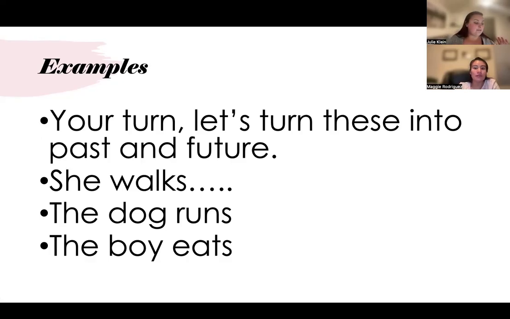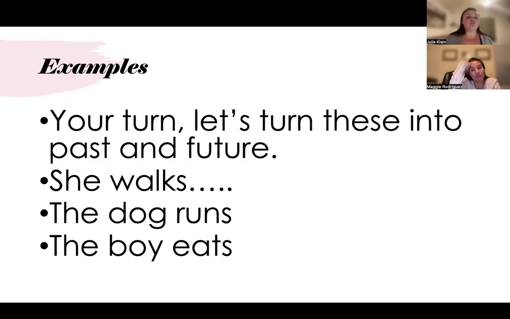Okay? So your turn. Let's turn these into the past and the future. I already have present for you. So she walks. I want you to turn those into the past and the future for me. So if it's she walks, if it's in the past, she walked. Perfect. In the future, she is walking. Amazing. Great. Let's do the next one.